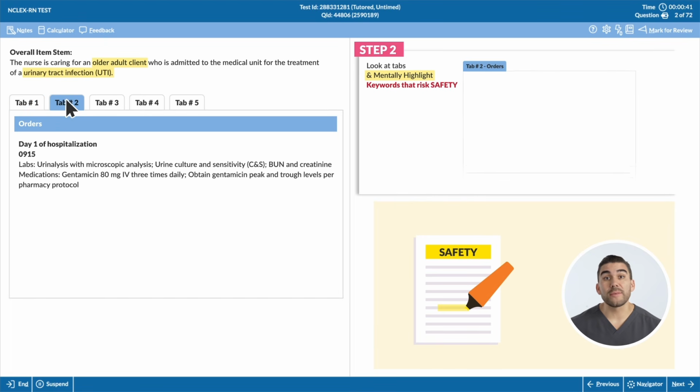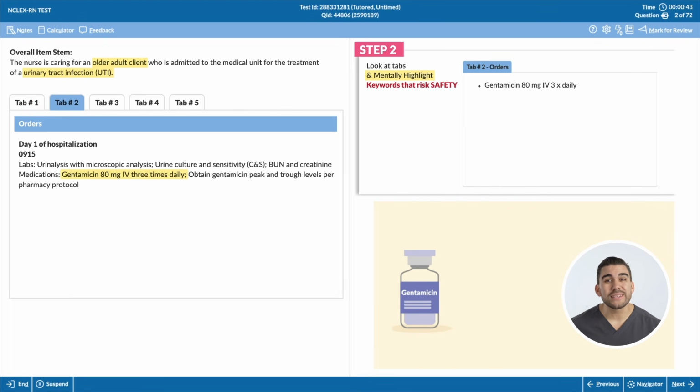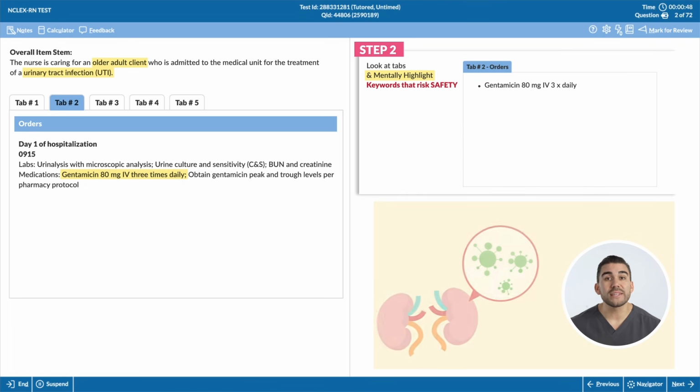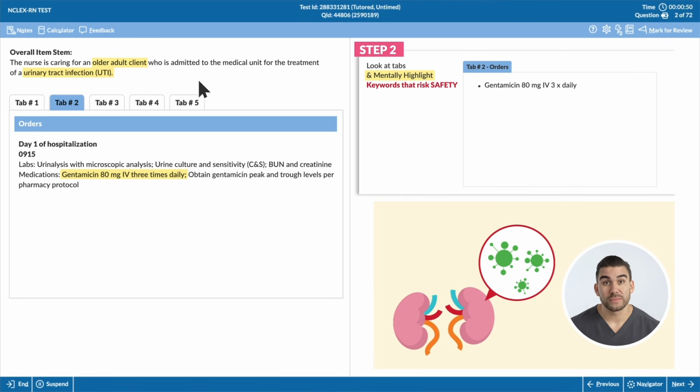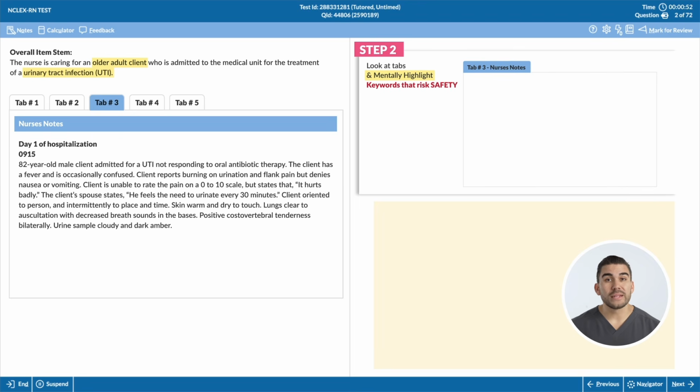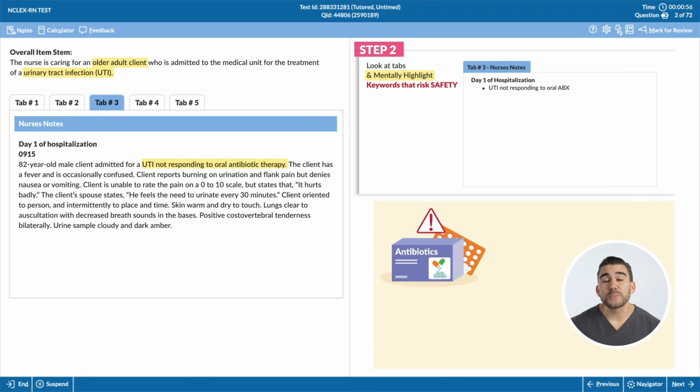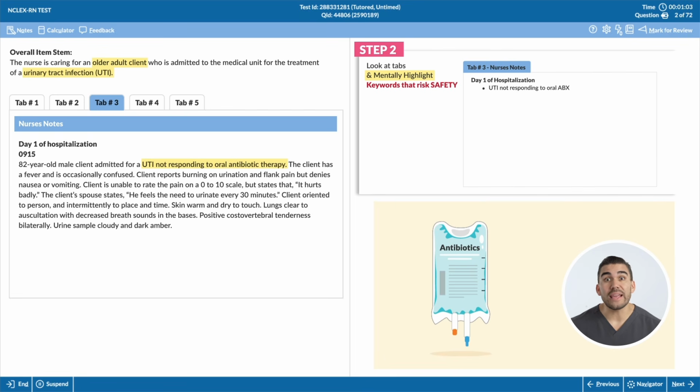So let's click on tab number 2. So we see gentamicin is 80 milligrams IV 3 times a day. So obviously this client is being treated for the infection. Now let's click over to tab number 3. Day 1 of hospitalization, we see that the UTI is not responding to oral antibiotics, showing a worsening infection, and the client's likely going to need IV antibiotics.